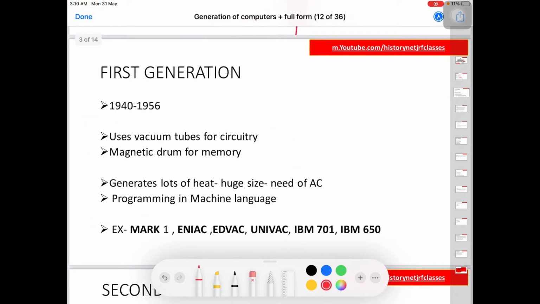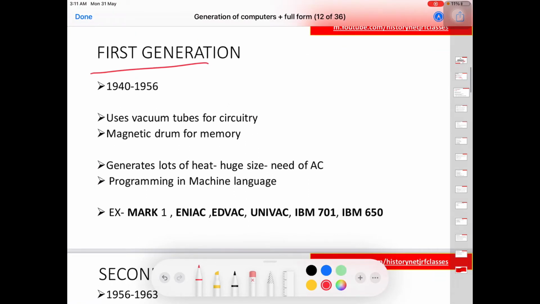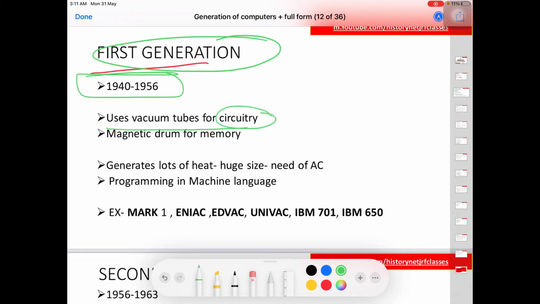Next we have the first generation. The timeline of the first generation is from 1940 to 1956, and the computers made during this generation use vacuum tubes for circuitry and a magnetic drum for memory. For storage of memory, a magnetic drum was used. It generates lots of heat because it was huge in size and there was a need of AC. So in the first generation there was use of vacuum tubes. It is something like this.